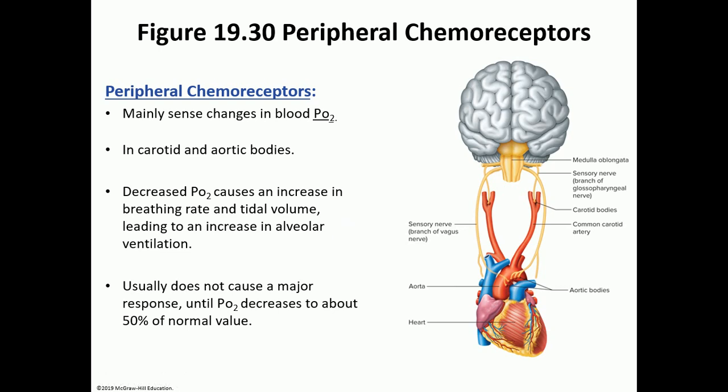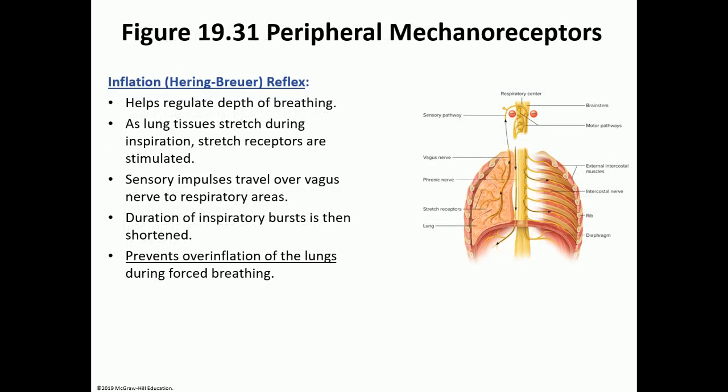Okay, your peripheral chemoreceptors really do not have that big of a role. They don't kick in until PO2 decreases to about 50% of normal values. Okay, so again, they kick in only in very severe conditions. The peripheral mechanoreceptors, these are the stretch receptors that are found in the lung tissue. As we inhale, you're stimulating those stretch receptors, and those are going to send an impulse to prevent the overinflation of lungs, to stop the inhalation process. And that reflex is known as the inflation or the Hering-Breuer reflex.